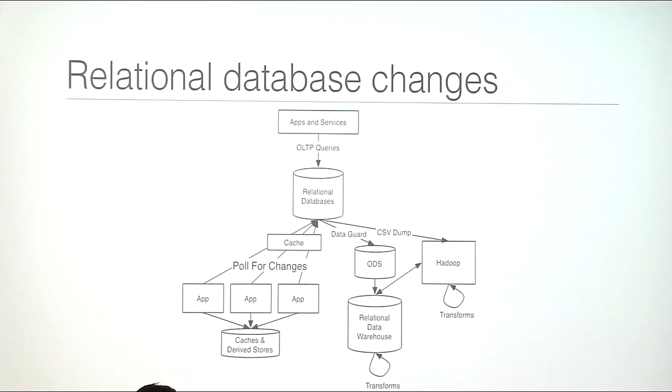So we had one approach to shipping relational database changes to caches and things like that. So we had a kind of subscription layer for that. We had one approach to shipping database changes to our data warehouse and other relational databases. And we had one approach of shipping it to Hadoop, which was these horrible CSV dumps. And that was just relational databases.